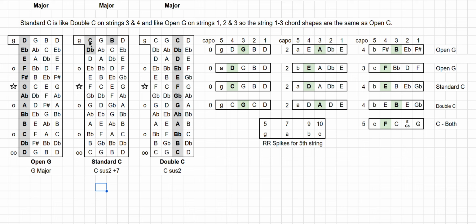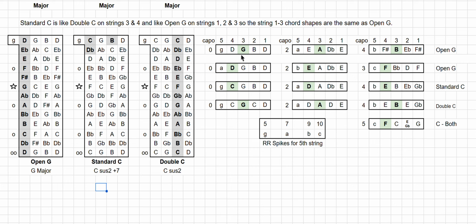The difference, if you were to play everything in standard C, is that the first string has dropped by 2 frets, and the difference from double C is the second string by 1 fret. So basically you could play anything in this tuning that you can play in either of those.